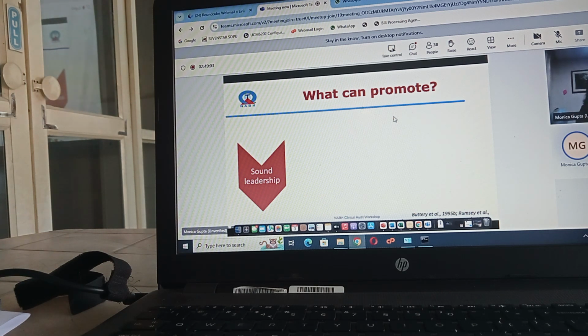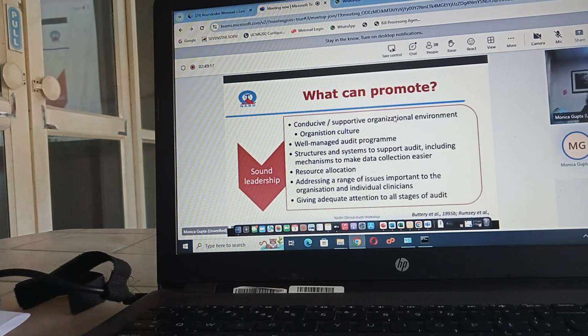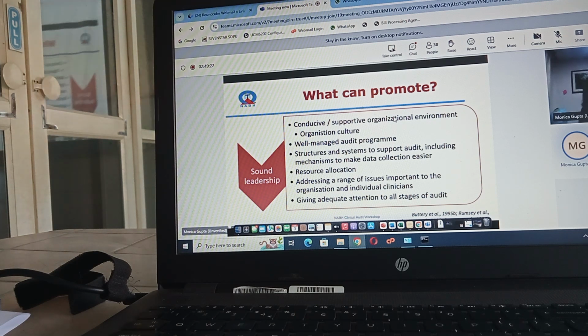It actually leads to quality improvement, and not only does it improve quality, it also sensitizes. Whenever somebody does an audit, one of the things that happens is that because of this sensitization itself, people start changing their practices. So leadership, a conducive, supportive organizational environment and culture, and a well-managed audit program. You need to have a structure in place which is managing the audit program.